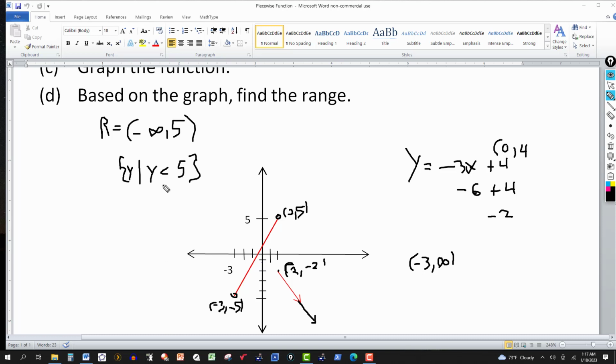That's a piecewise function. You're given the domain, the intercepts we found. This is basically your graph right here. And then this is your range.